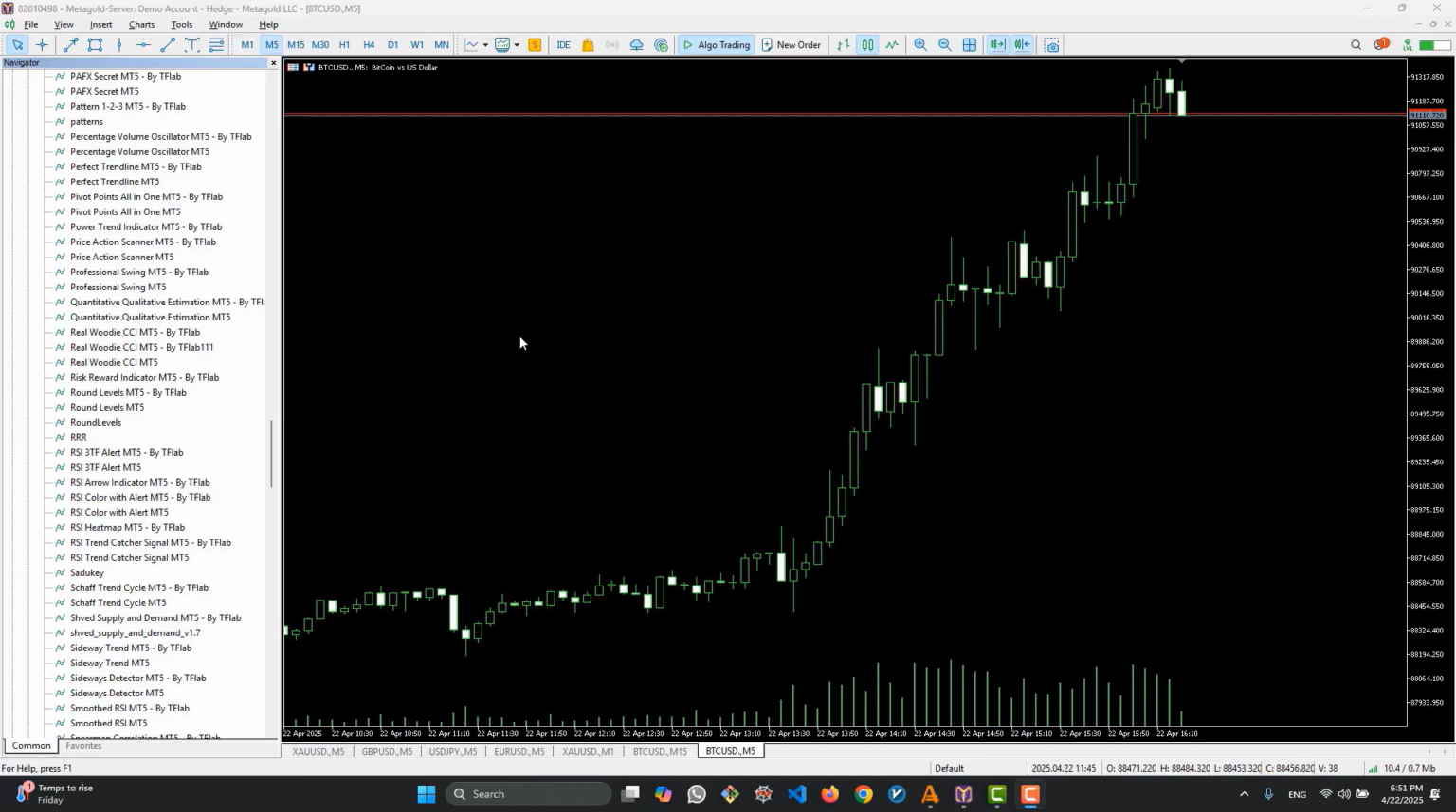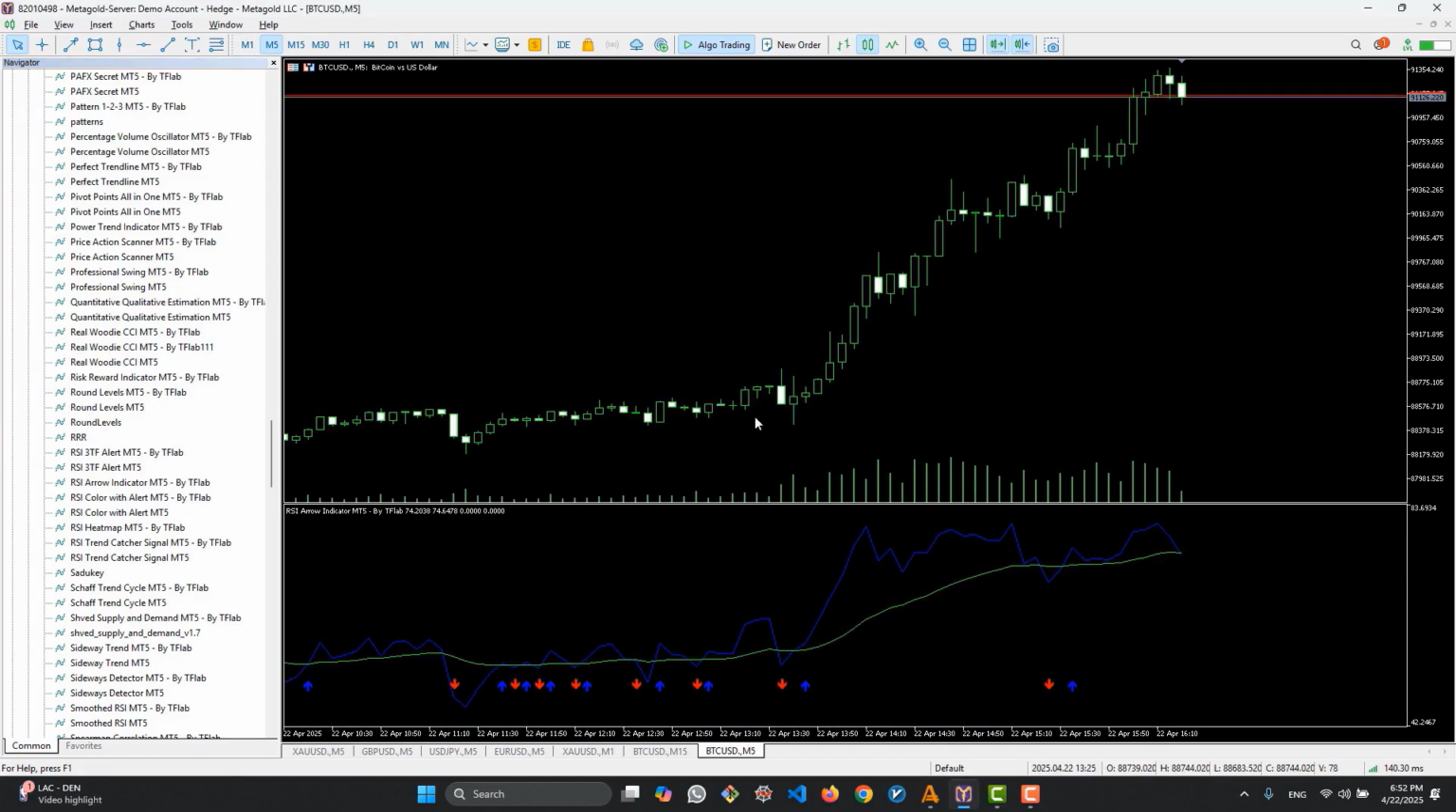Hello. In this video, I will be reviewing the RSI ARA indicator on the MetaTrader 4 and MetaTrader 5 platforms. This indicator is an improved version of the RSI indicator. It displays the RSI for us, and this blue line is the same RSI.